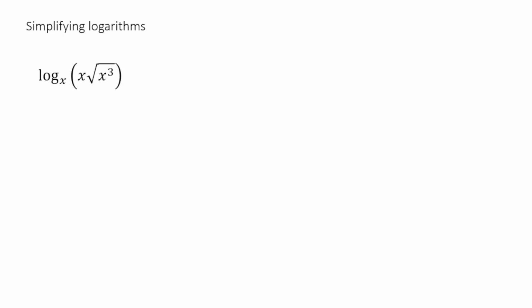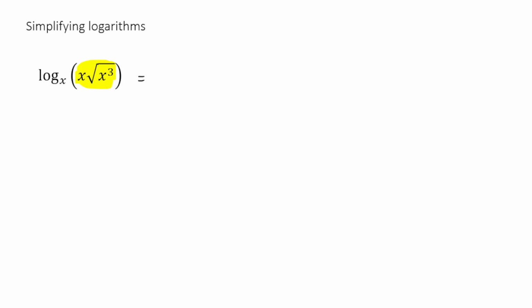Okay, now here what we've got is we don't have a number for our base. We've got a letter, right? A variable, x. It looks more complicated, but really it's not. Let's try to do the same thing. Let's apply our indices laws to what we've got here.